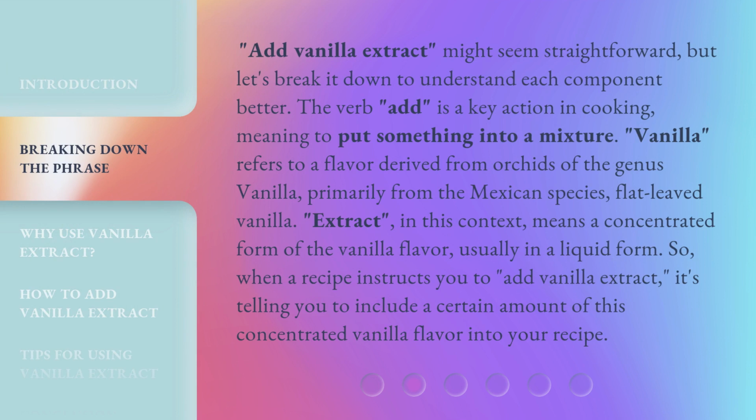"Add vanilla extract" might seem straightforward, but let's break it down to understand each component better. The verb "add" is a key action in cooking, meaning to put something into a mixture. "Vanilla" refers to a flavor derived from orchids of the genus Vanilla, primarily from the Mexican species, flat-leaved vanilla. "Extract," in this context, means a concentrated form of the vanilla flavor, usually in a liquid form. So, when a recipe instructs you to add vanilla extract, it's telling you to include a certain amount of this concentrated vanilla flavor into your recipe.